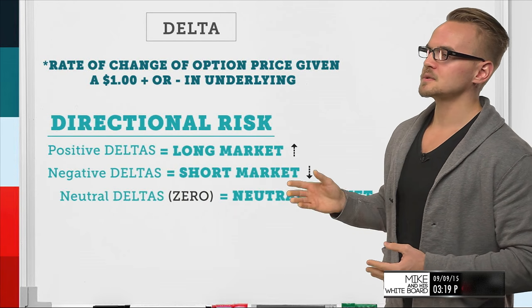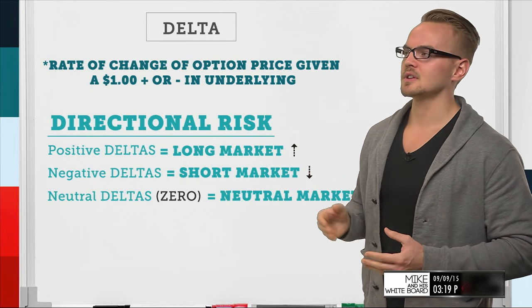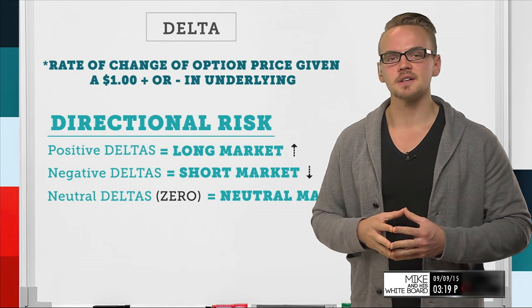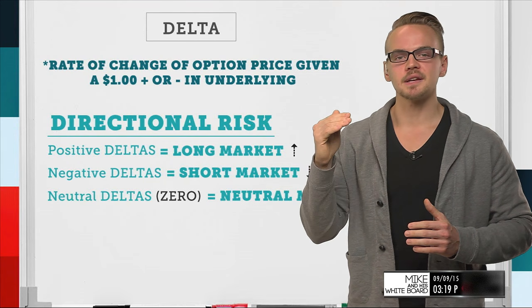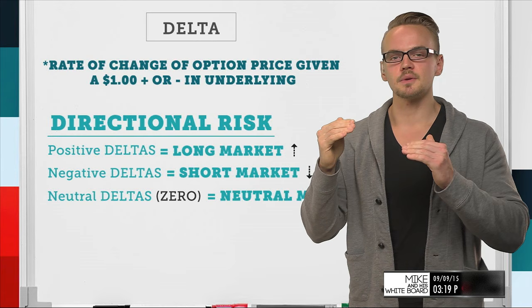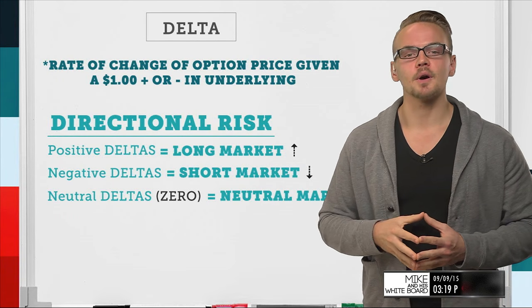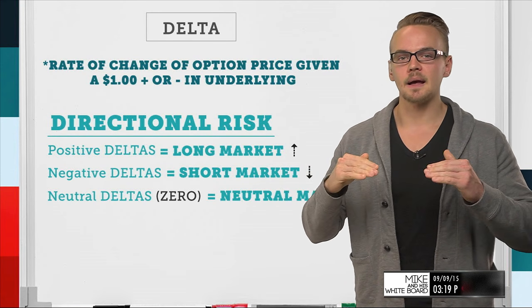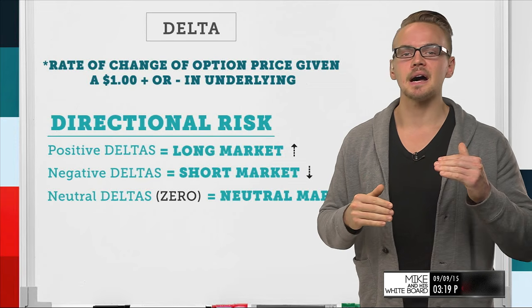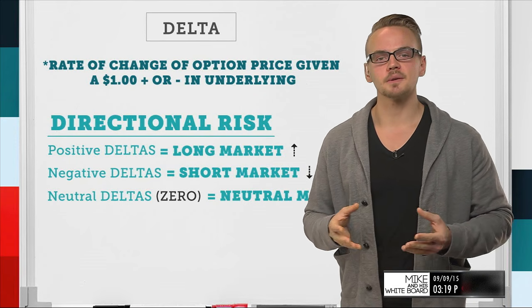So when I'm talking about directional risk, when I say positive deltas, I would have a long market assumption. And that's because with the example we just showed, if I have underlyings increasing in price and I have positive deltas that are going to increase that price as well, then basically I have a long market assumption. So basically if I'm buying a call and I want that underlying to go up, I'm going to have positive deltas with the call.